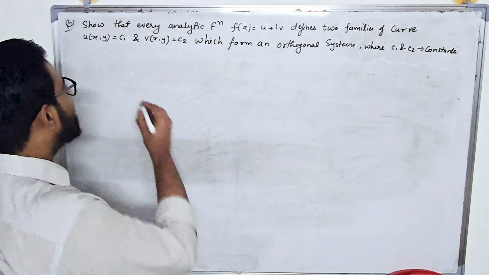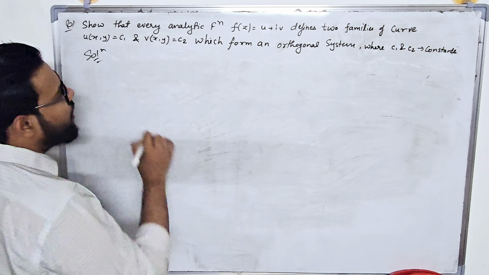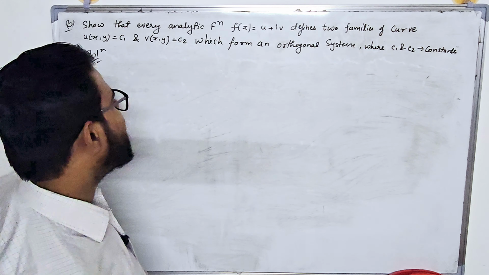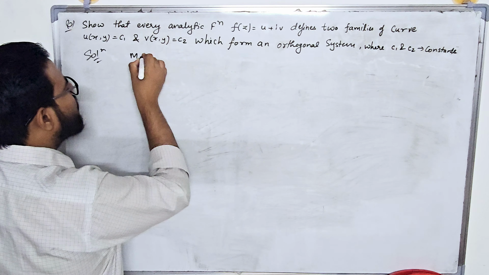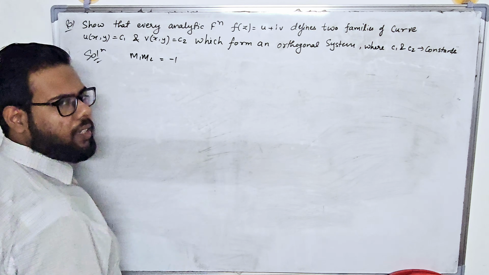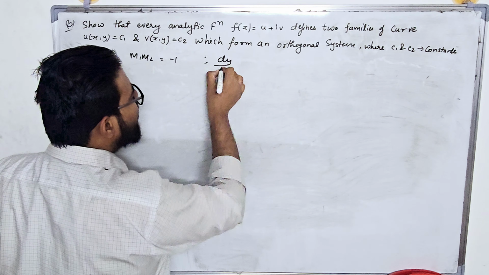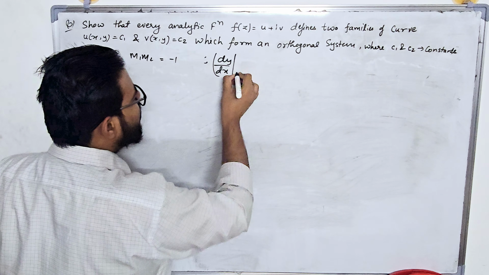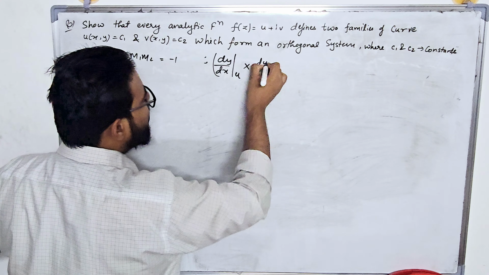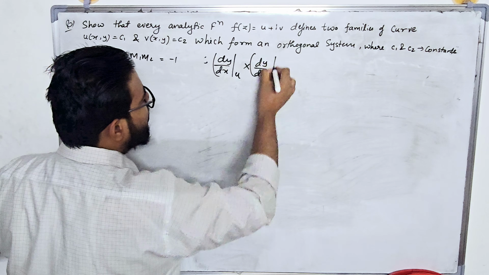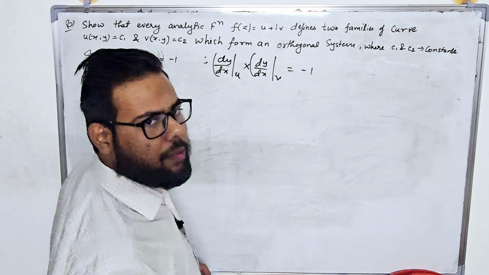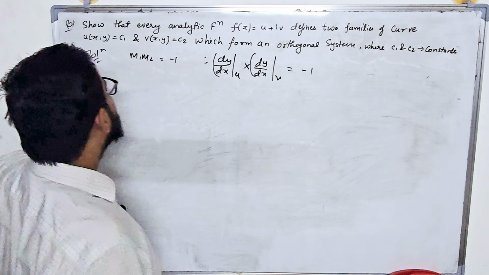Okay, so let's see it. What is the condition for an orthogonal system? Well, the product of slopes must be equal to -1, right? So dy/dx for u times dy/dx for v must be equal to -1. Basically this is the case, right?